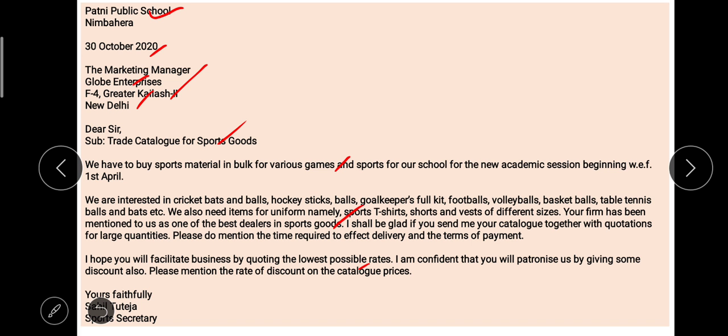So you can take a screenshot of it and you can read this one also. After this, there is a closure, yours faithfully, then name. By the way, after yours faithfully, there must have been a signature first, then name, and then secretary. So between yours faithfully and name, there must have been a signature. So don't forget this one.